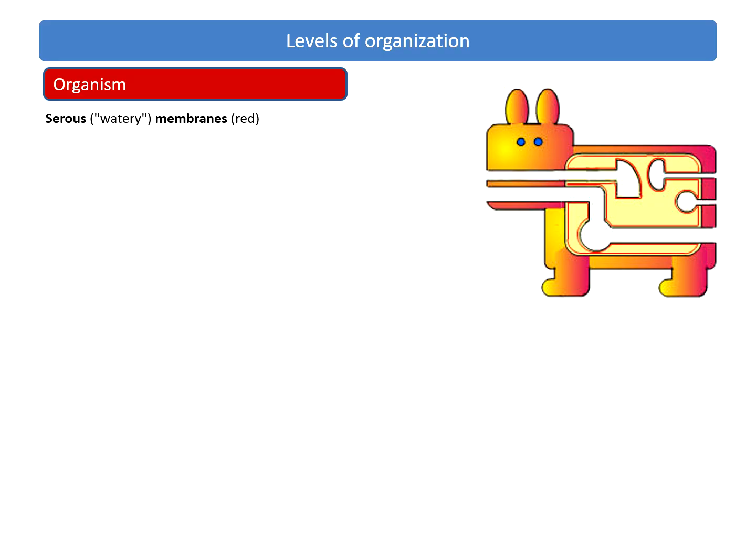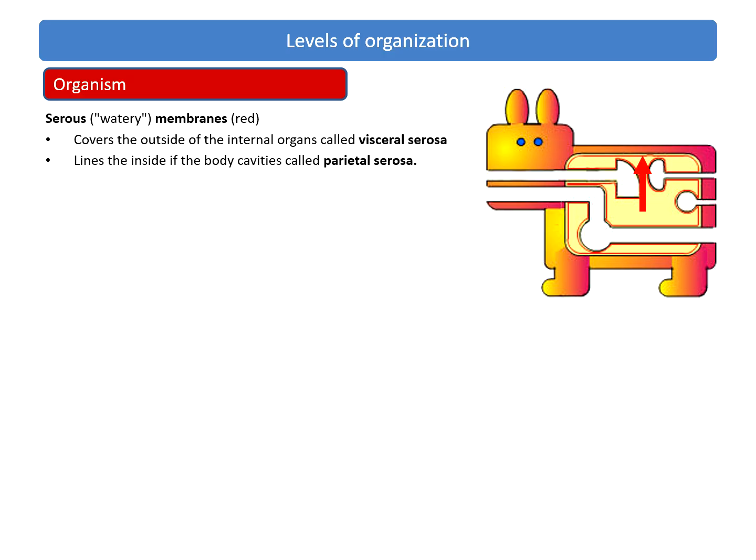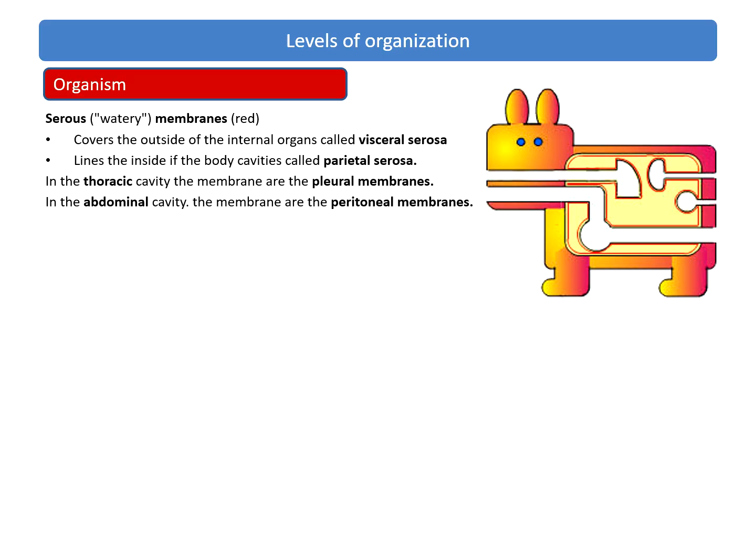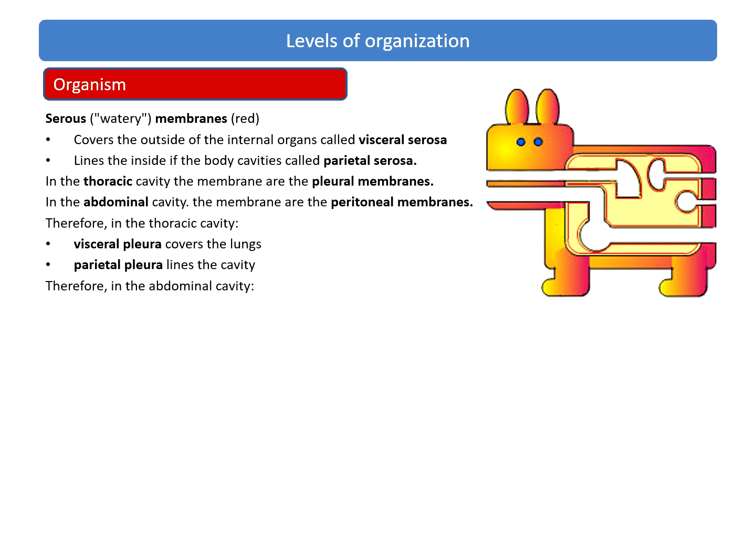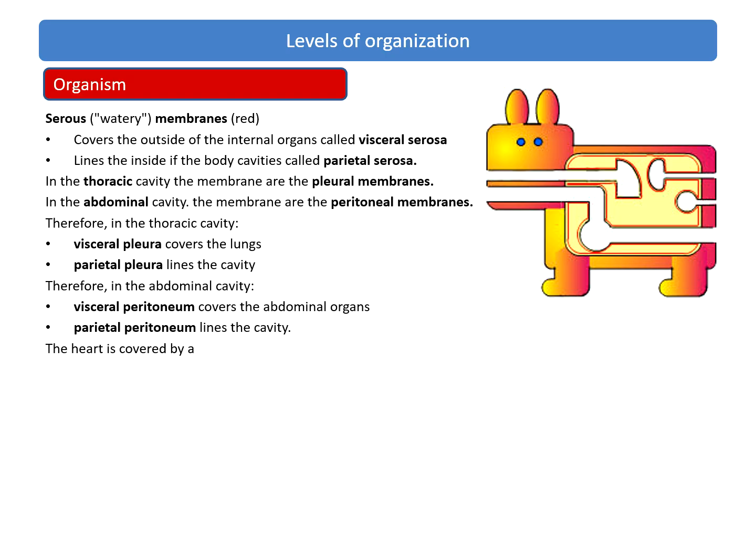Serous membranes are watery membranes, shown in red. They cover the outside of the internal organs, called visceral serosa. They line the inside of the body cavities, called parietal serosa. In the thoracic cavity, the membranes are the pleural membranes. In the abdominal cavity, the membranes are the peritoneal membranes. Therefore, in the thoracic cavity, visceral pleura covers the lungs, parietal pleura lines the cavity. In the abdominal cavity, visceral peritoneum covers the organs, and parietal peritoneum lines the cavity.